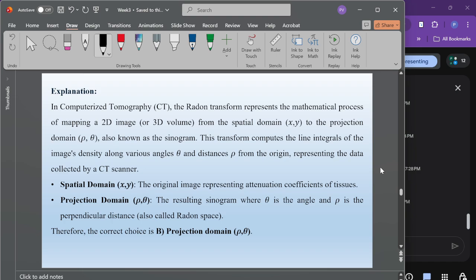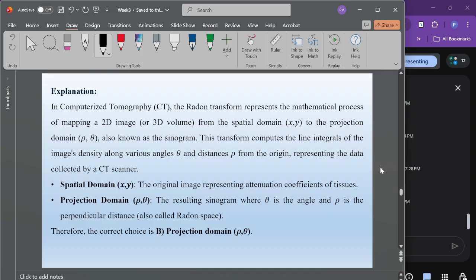Okay, so let's see the explanation given here. In computerized tomography, the Radon transform represents the mathematical process of mapping a 2D image from the spatial domain to a projection domain, also known as the sinogram. This transform computes the line integral of the image density along various angles theta and distances rho from the origin, and that represents the data collected by the CT scanner.